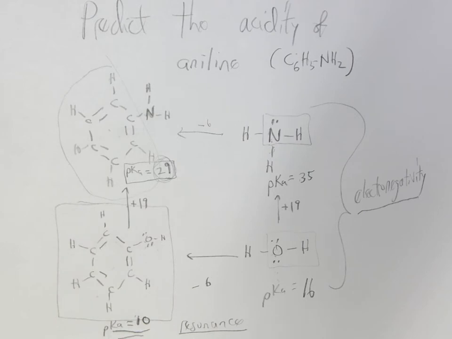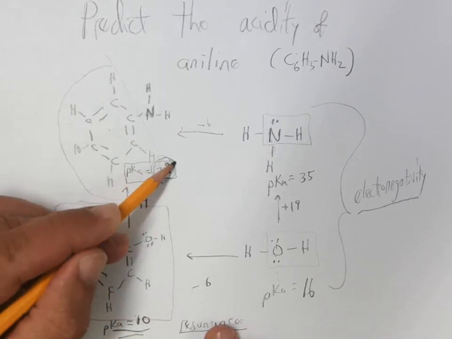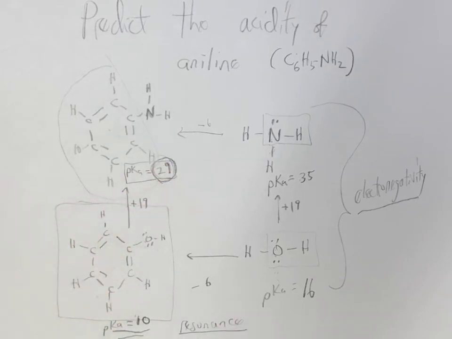Using either factor to predict, I think the pK of aniline is really 27, so we don't get an exact answer, or we don't model reality exactly by doing these types of predictions, but that's a pretty darn good estimate. If the real pK is 27, we're predicting 29, which is pretty good.